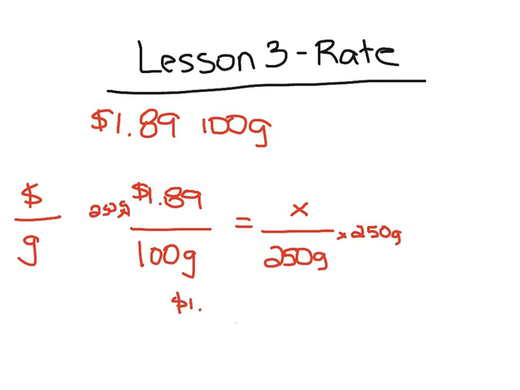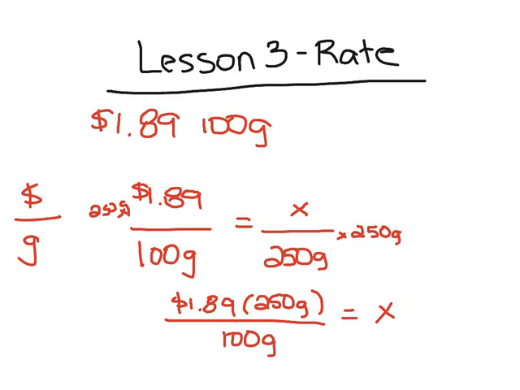So we have $1.89 times 250 grams divided by 100 grams equals x. Because we have grams on the top and the bottom, they cancel out, and our only unit left is dollars. So we know our answer is going to be in dollars, and if we type this out, 250 times $1.89 divided by 100, we get 4.725, and we want to round to the nearest cent, so $4.73. So it's going to cost $4.73 to buy 250 grams of salmon.